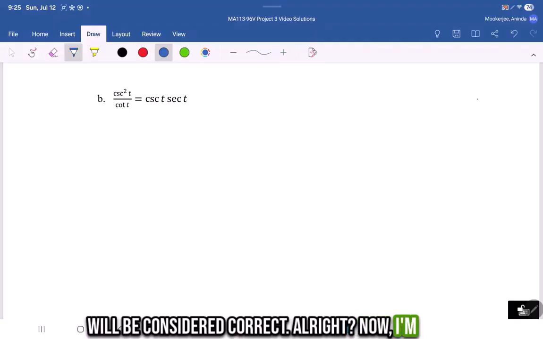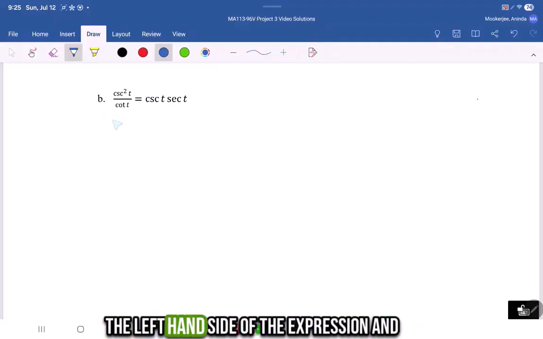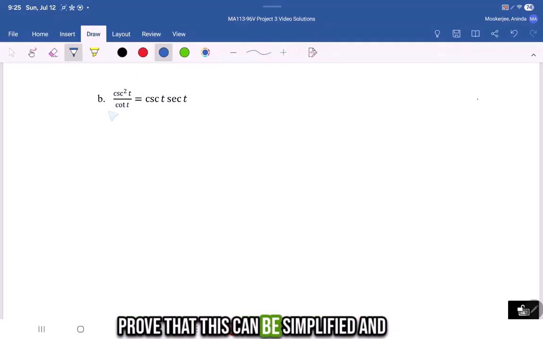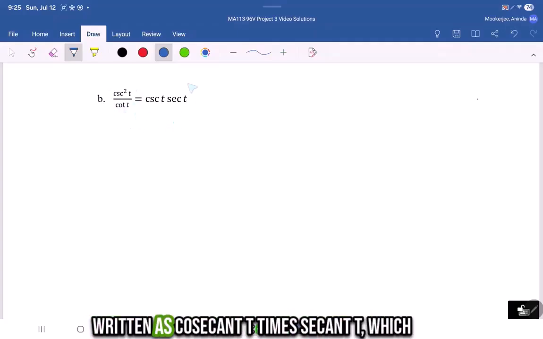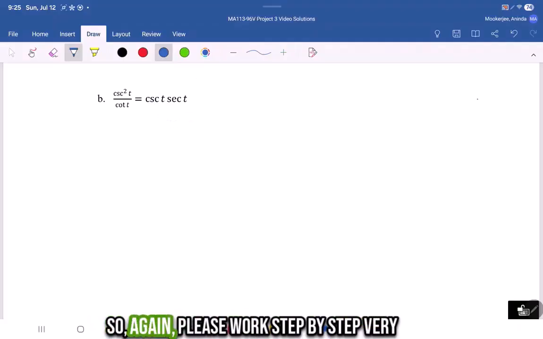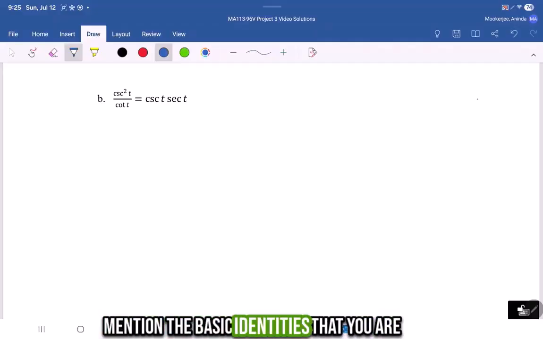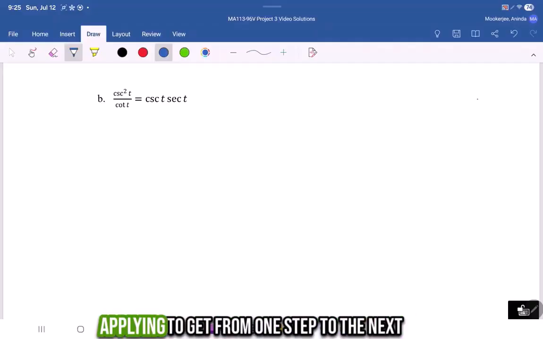All right. Now, I'm going to do it my way, and I will work with the left-hand side of the expression and prove that this can be simplified and written as cosecant t times secant t, which is the expression on the right-hand side. So again, please work step by step very clearly so that it's easy to follow, and also mention the basic identities that you are applying to get from one step to the next step.